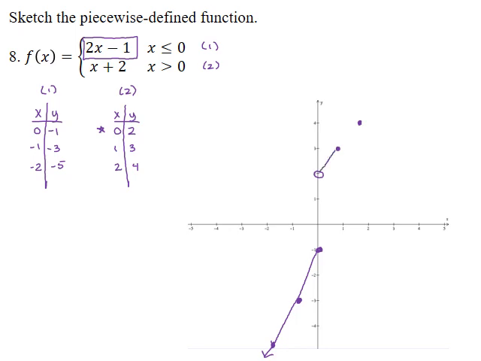This one goes off in the opposite direction. So that is a sketch of this piecewise function. It passes the vertical line test because I made sure that I put the open circle and the closed circle on the correct spots.